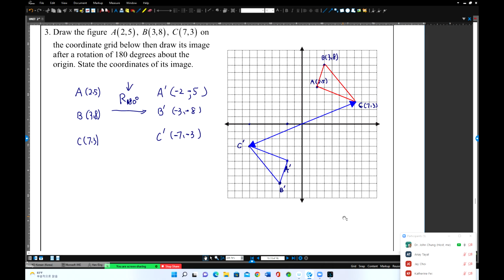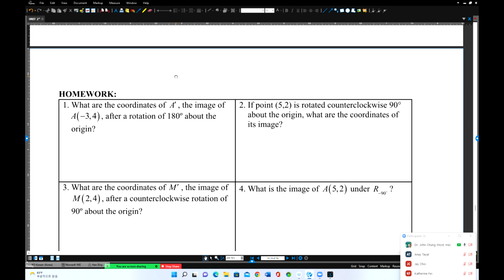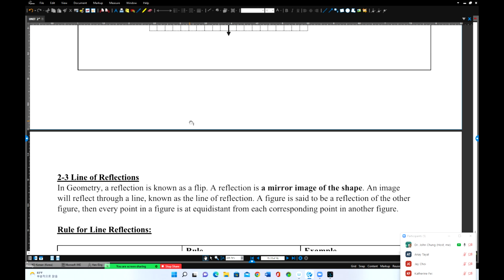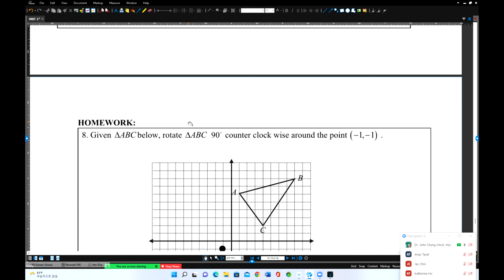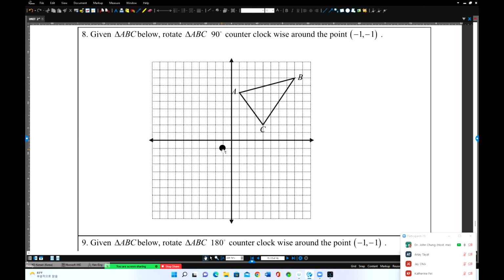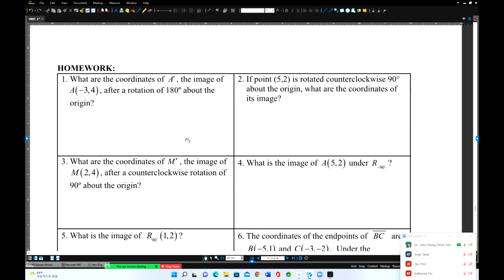Okay? That's number 3. Now we're going to have some homework together. This is homework. You can try the line reflections, but you can also try the homework, okay? Number 89 is a little hard because this center is not at the origin, but you can try by yourself, or the other one is okay too. We're going to check the homework next time in class.